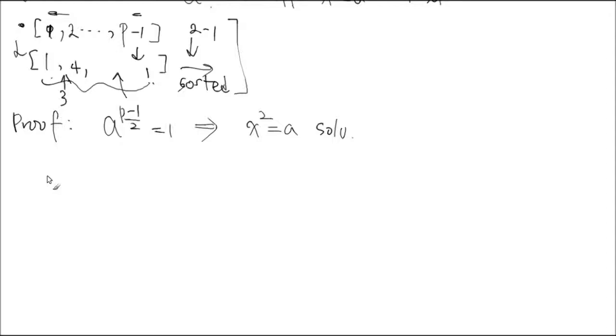But let me write it like this. X to the p minus 1 over 2 equals 1 is solvable. Who can explain what just happened? A to the p minus 1 over 2 equals 1 implies that x to the p minus 1 over 2 equals 1 is solvable.